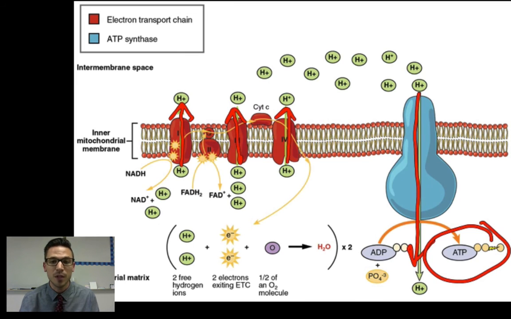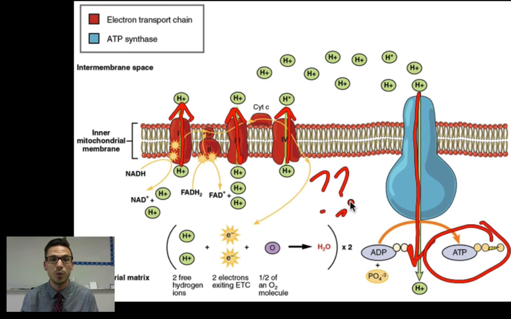Now, one last thing we have to mention is, well, what happened to those electrons? Remember that they pass through, we use their energy, but once they get to the end over here, what is their fate? What happens to them? Well, this is where oxygen is going to come into play. Oxygen is what we call the final electron acceptor. It is really good at accepting and taking those electrons.